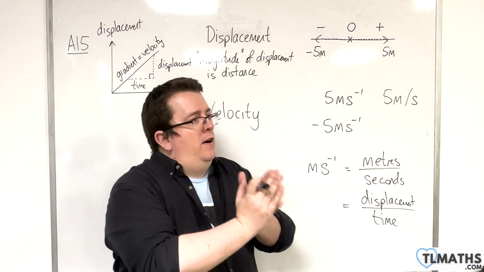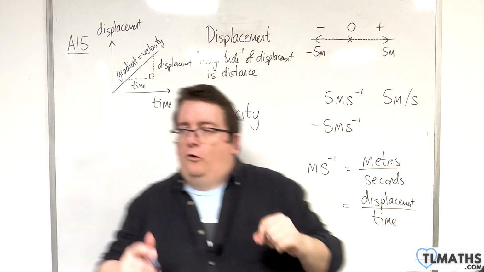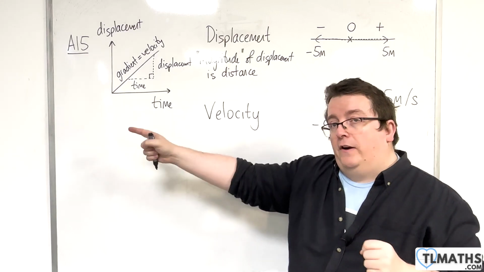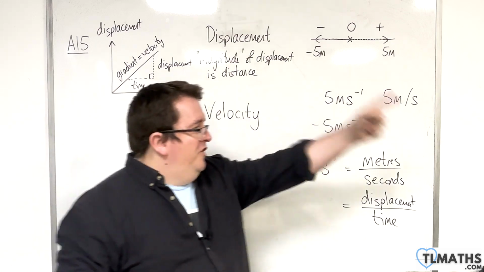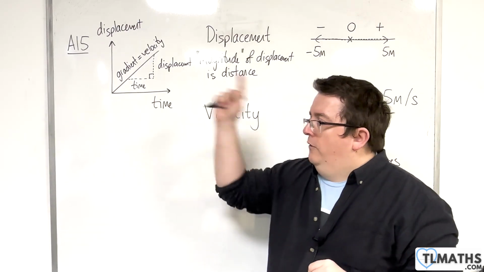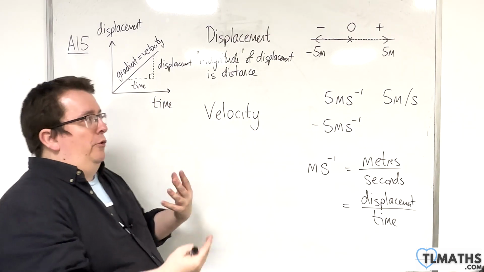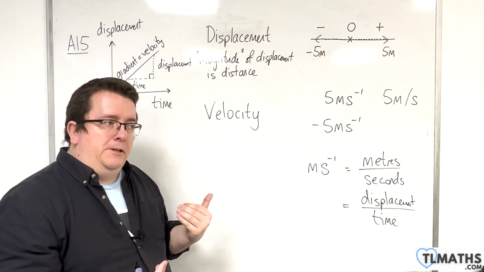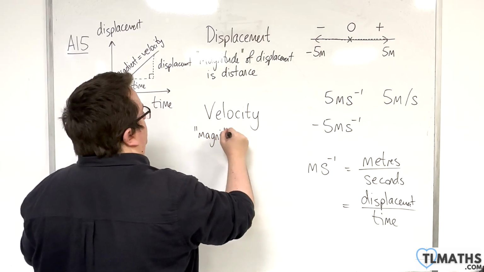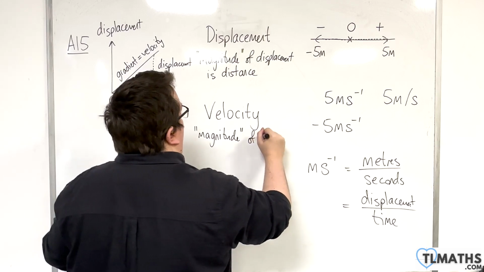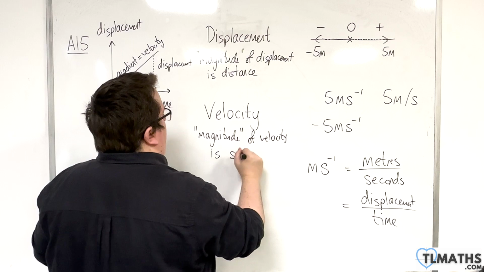Now, if I'm saying that I'm travelling 5 meters per second in this direction, that's my velocity, or 5 meters per second in that direction, so I've got -5 in that case, then you would be saying that my speed is 5 meters per second. So the speed, just like distance, ignores the plus or minus at the front, and is looking at the magnitude of velocity. So the magnitude of velocity we refer to as speed.